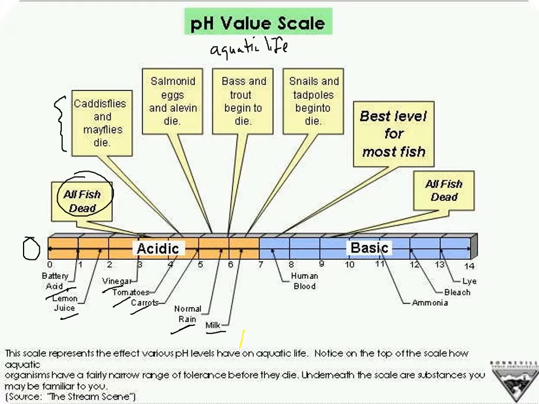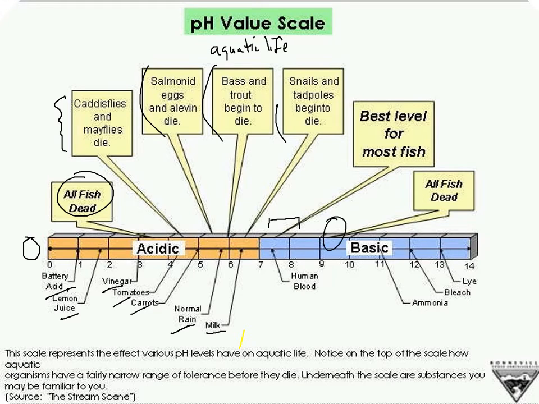Between 5 and 6, you get salmon eggs and alevin dying. Around 6, bass and trout begin to die because they are very sensitive to changes in acid. If you have a pH between 6 and, it looks like 6.5 really, snails and tadpoles die, so now you're going to kill your frogs and your toads and snails. Fish actually operate best when it's slightly over neutral, a little bit basic. A little bit basic is going to be great for fish. However, too much of a good thing is too much.